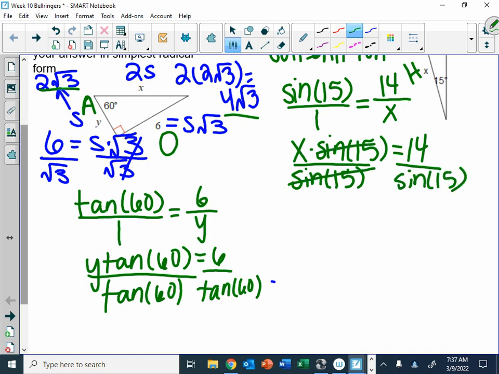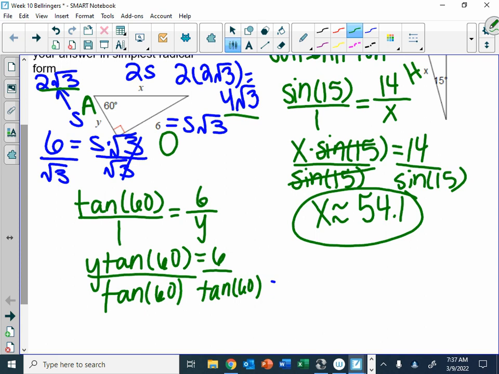And when you do that, 14 divided by sine of 15. Mine gave it to me in radical form, but if you hit the arrows right above enter, it should change it. It said round to the nearest tenth, so x is approximately what? 54.1, very good.